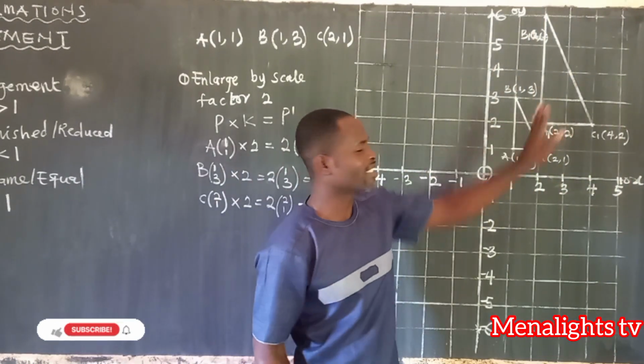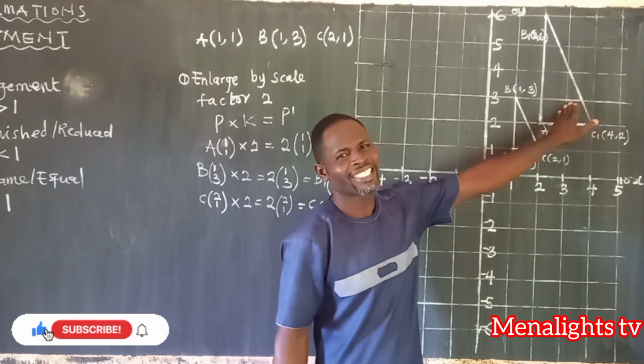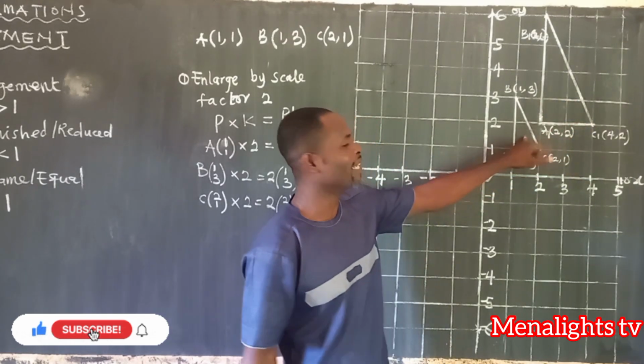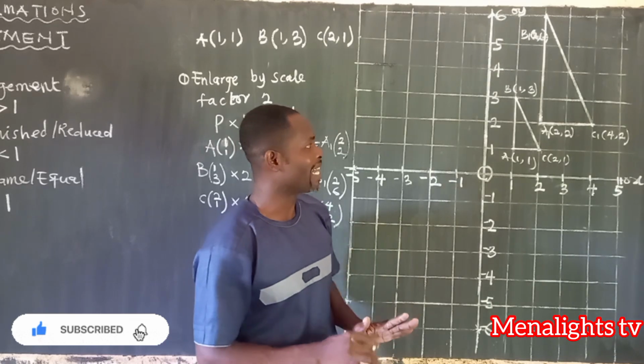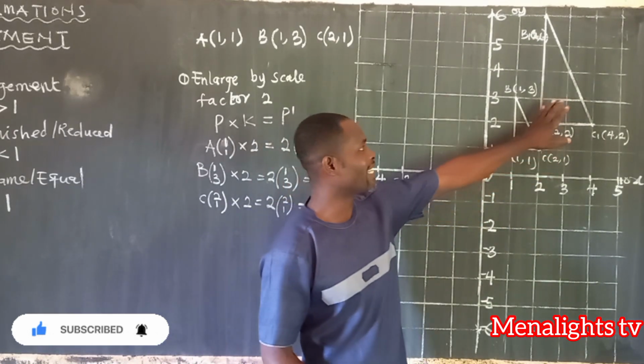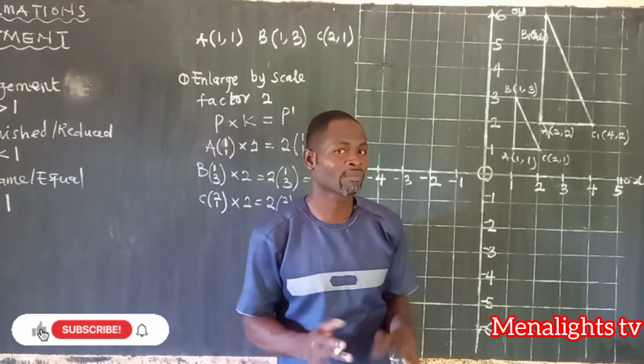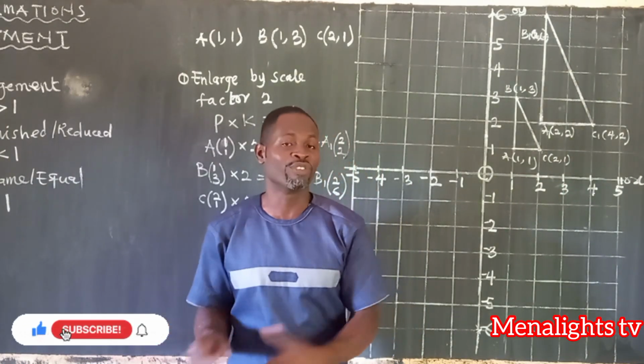Now this is the image that is formed. When you look at this, you realize that the image here is bigger than the object. The reason is that this object has been magnified or enlarged to get the image here. Before you can enlarge an object to get an image, you need a scale factor.